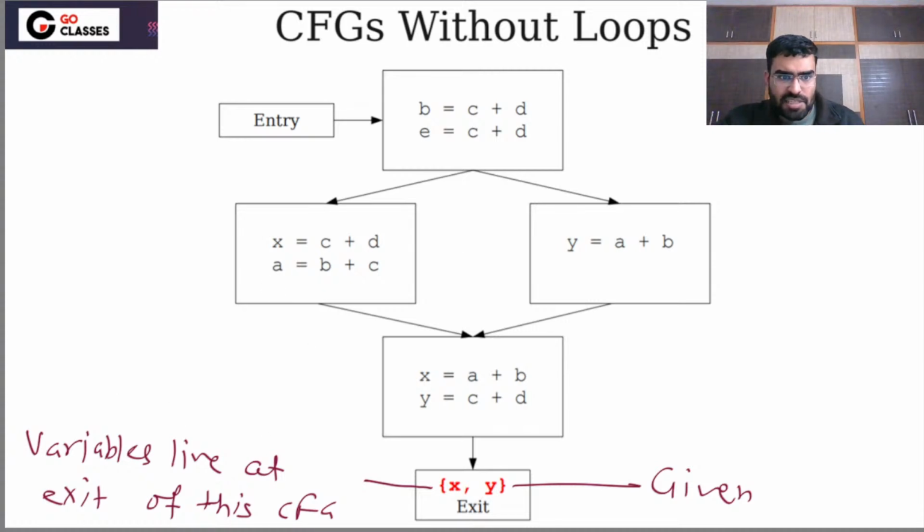Now let us take this example. I am saying that at the exit of this control flow graph, let us assume that x, y are live. Now tell me what are the live variables in each basic block.